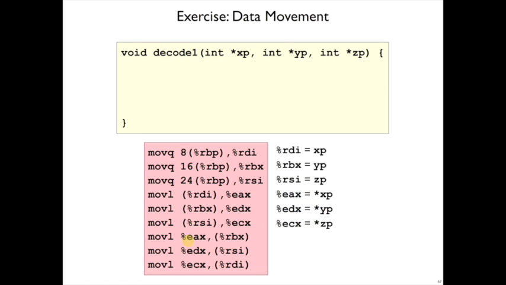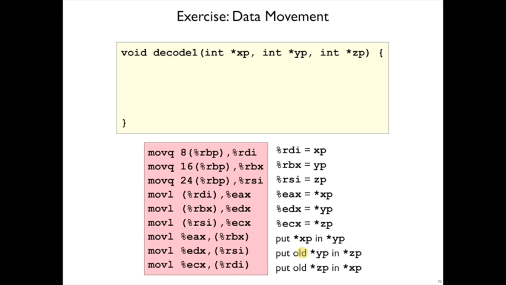Next, we move EAX into wherever RBX points to. RBX is yp, so we're setting star yp, and we're setting it to EAX, which is the old value of xp. Next, we move EDX, which is the old value of yp before we set it, into wherever RSI is pointing to, that is at zp. So the old yp goes into zp, and then finally we move ECX, the old zp, into RDI, which is xp.